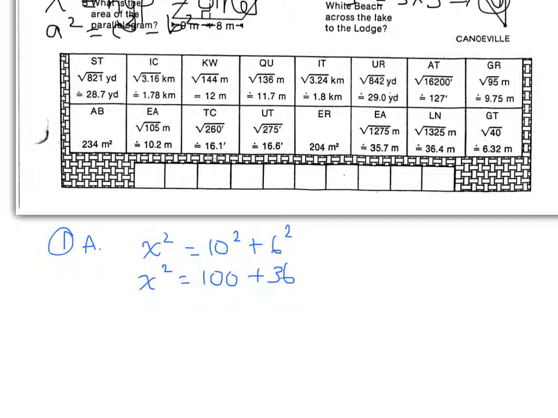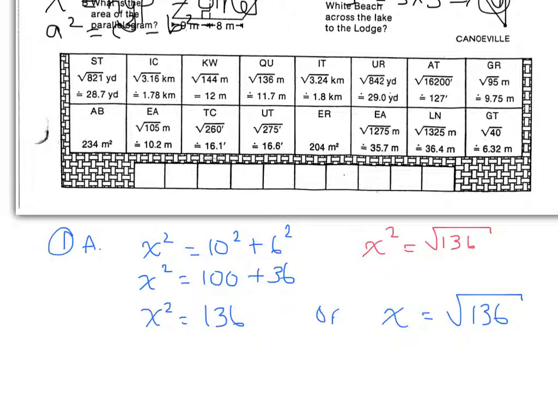The next step, you can choose one of two steps. X squared would be equal to 136 in this case, or x would be equal to the square root of 136. Please make sure you never ever do this: x squared equals the square root of 136, because that's not the same thing. The squared and the square root contradict each other. You cannot put them both in one line of the equation. Either x squared equals 136 or x is equal to the square root of 136.